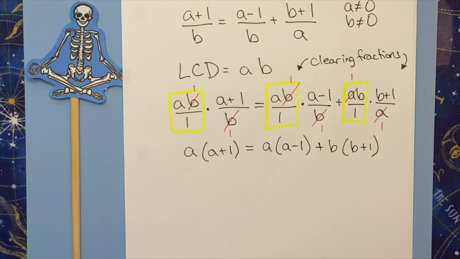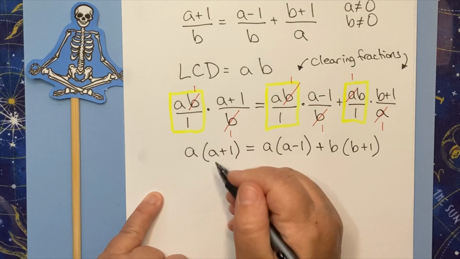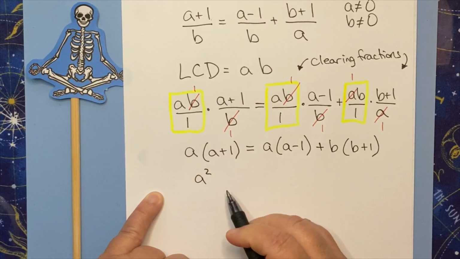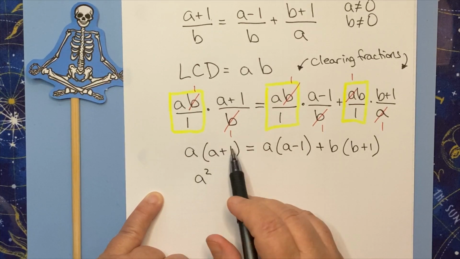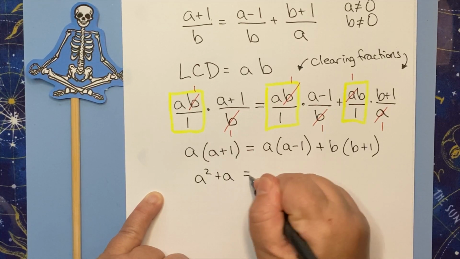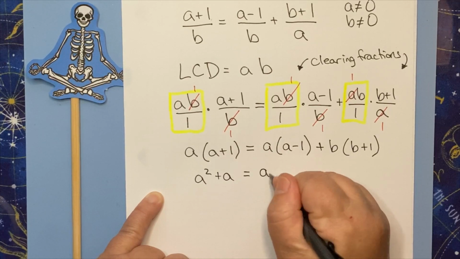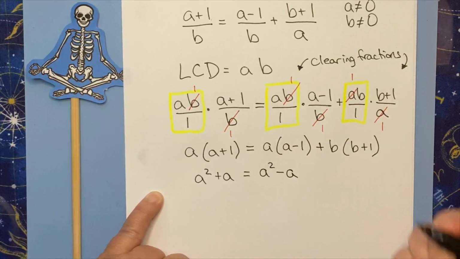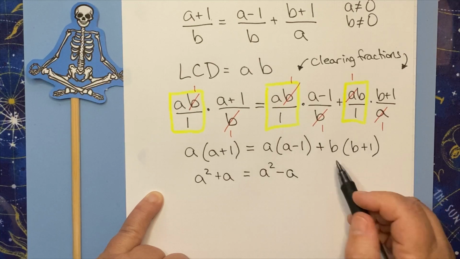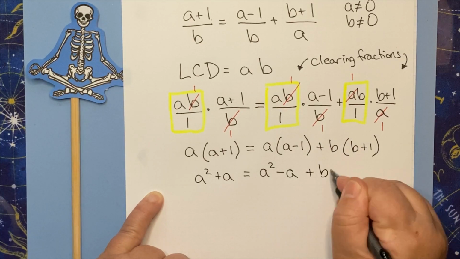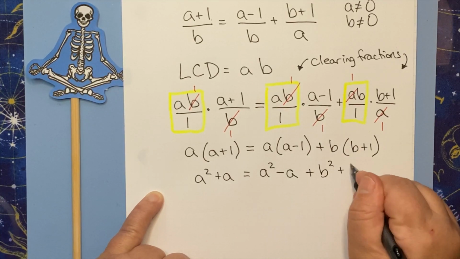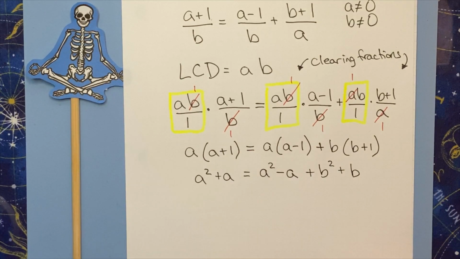So now what do we do? Well, whenever we have an equation, if there are parentheses, multiply out. If you don't see another path, let's go ahead and multiply out. A times A is A squared. Not panicking that there's an A squared. A times 1 is plus A. Over here, A squared. Interesting. Minus A. Ooh, interesting, huh? Okay, B squared. We love these B squareds and these A squareds. Plus B. Okay, so far so good.